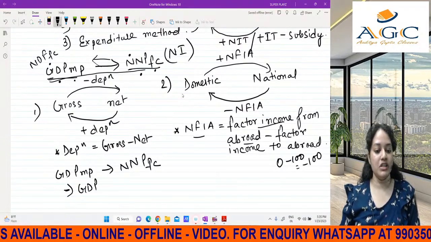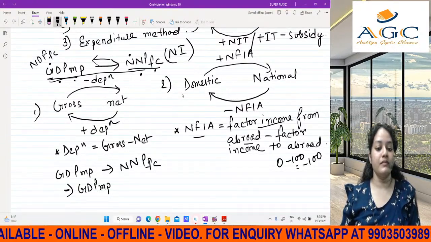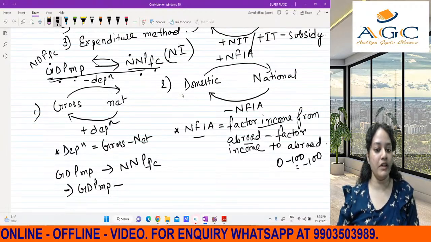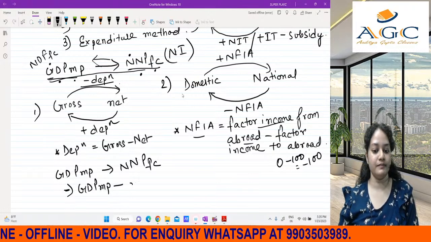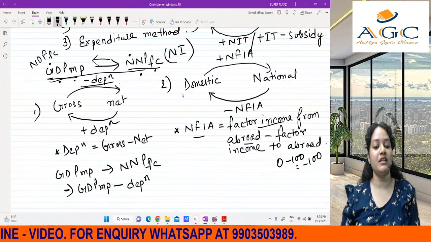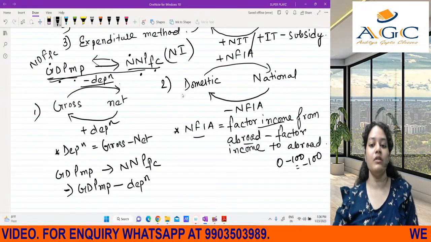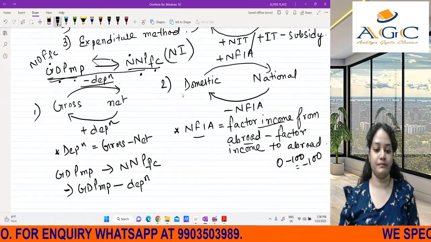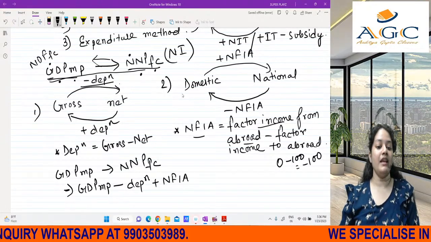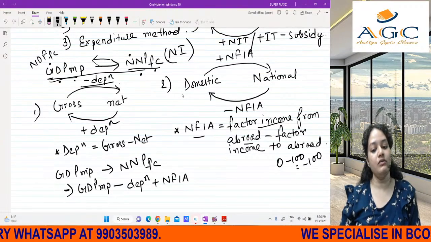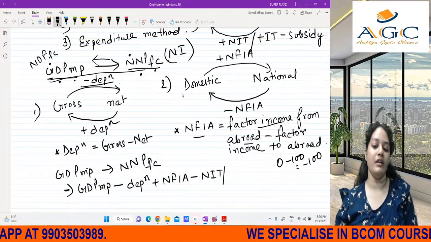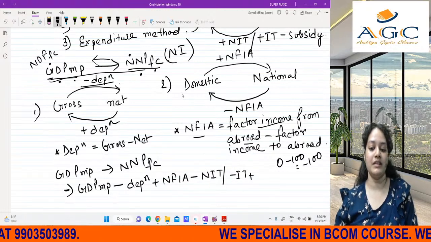First, we have to write our GDPMP value. Gross and we are going to net, so here we do minus depreciation. Then domestic to national, we do plus NFIA. And from MP to FC, we do minus net indirect tax, or minus IT plus subsidy.